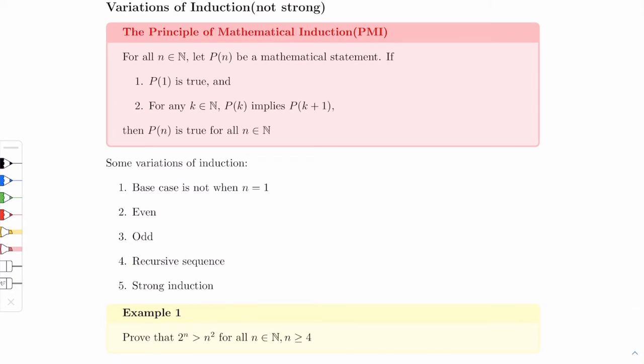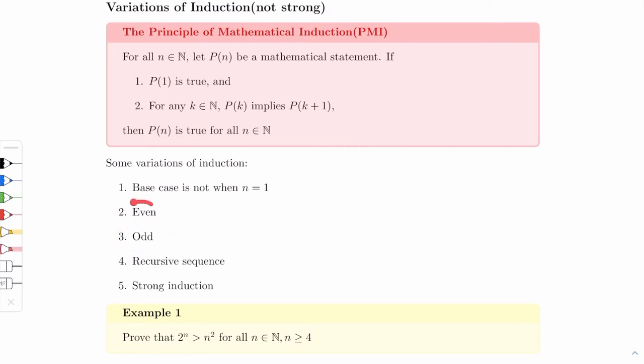The first one is when base case is not when n equals 1. So it might start from n equals 2, n equals 3, or whatever. Okay, so if you do start with n equals 3 and you do induction, then whatever you proved is gonna be all natural numbers starting from n equals 3. Alright, also we can have even number or odd number variation, which means they ask you to prove this is true for all even naturals, or this is true for all odd naturals.